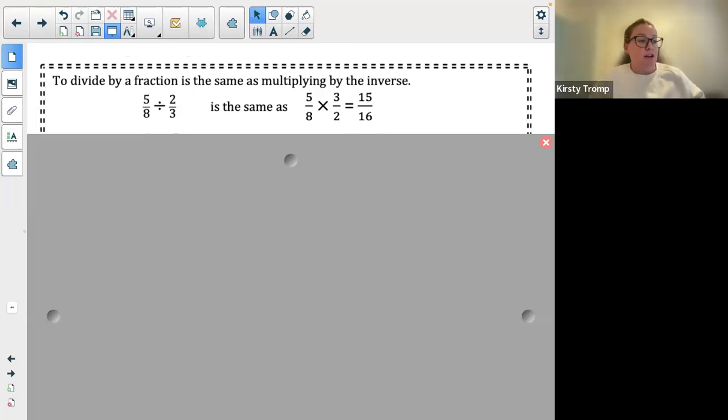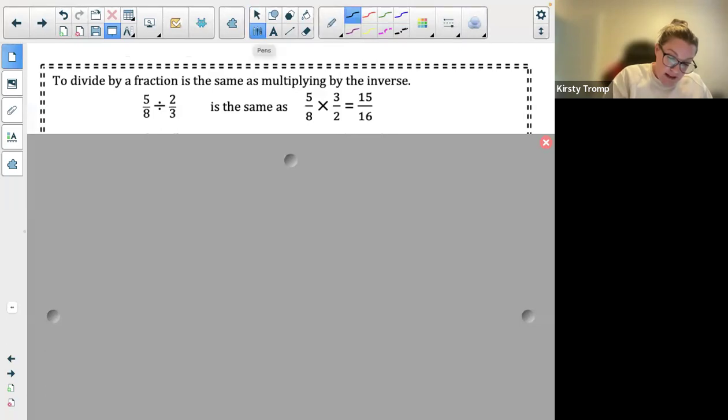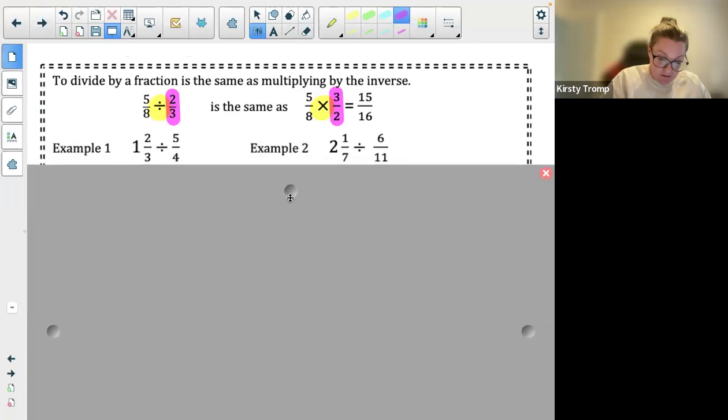All right. So if I had 5/8 divided by 2/3, if I'm multiplying by the inverse, what's going to happen? My divide sign is going to change into a multiplication sign, and 2/3 is going to become 3/2. So when we divide fractions, the easier thing for us to do is to multiply by the inverse.